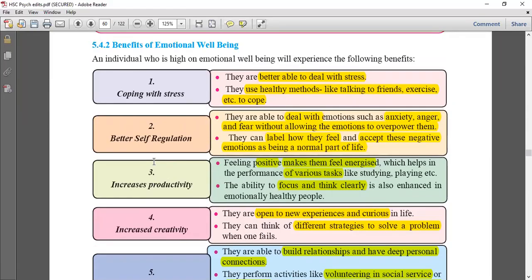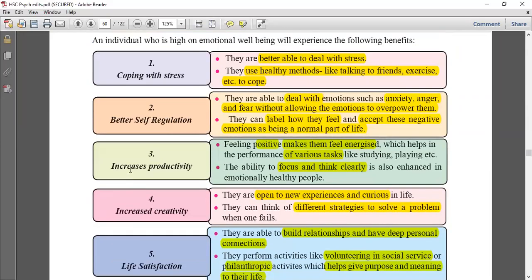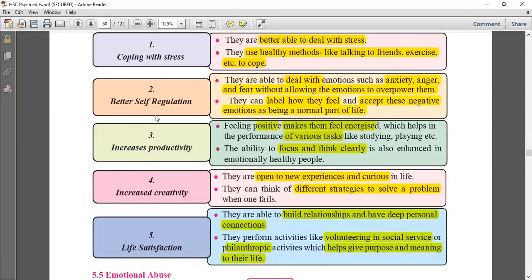Okay, now these are the benefits of emotional well-being. I'm going to go quickly over it. Coping with stress, you're able to deal with it better. You can regulate yourself. That is, self-regulation includes dealing with your emotions, your fears. You don't let your fears and anxiety overpower you, you're able to control them. In an exam hall, if you feel too anxious and you run away, that will not happen. If you're emotionally doing well, you'll be able to control, regulate, and not be overwhelmed by them.